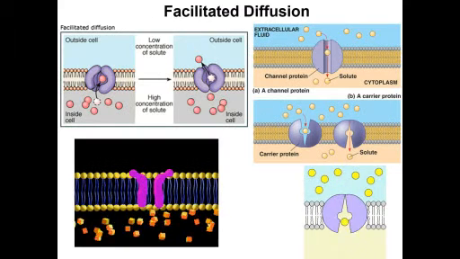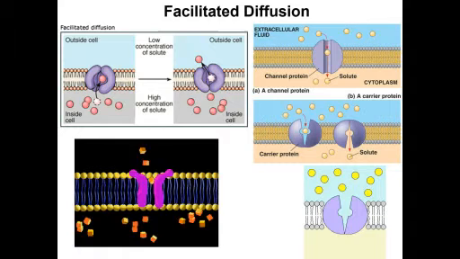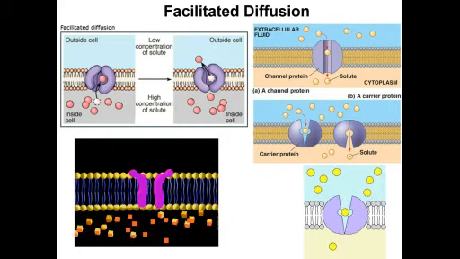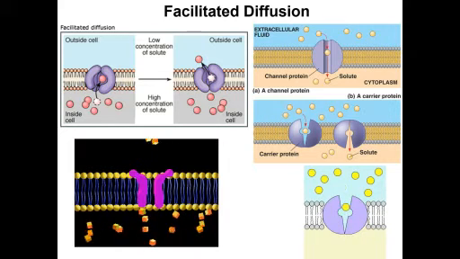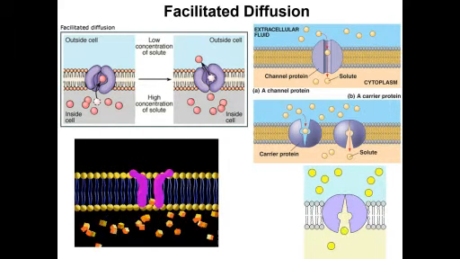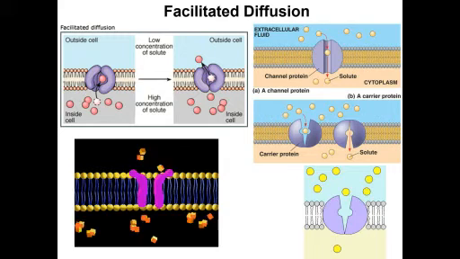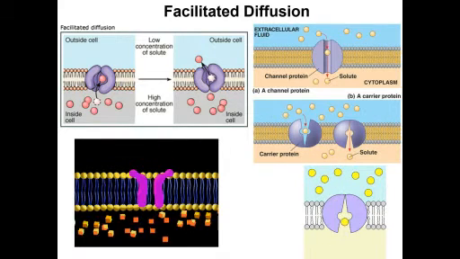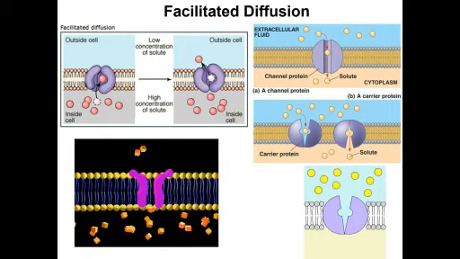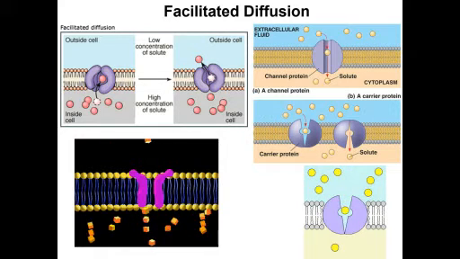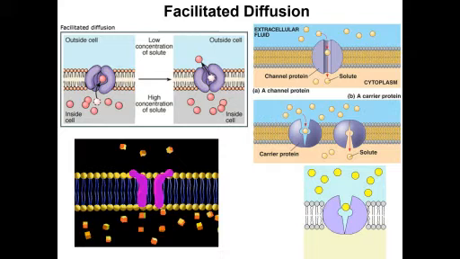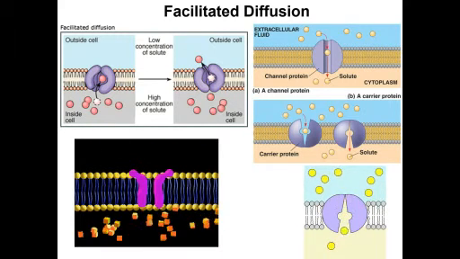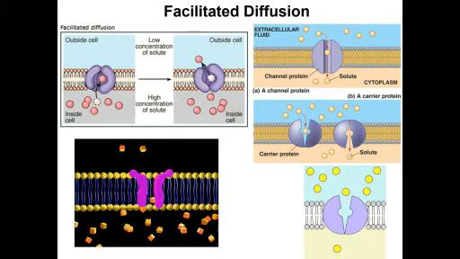Alright, so talking about facilitated diffusion. Facilitated diffusion is another example of passive transport. Again, passive transport. Molecules, solutes, move down their concentration gradient. Okay? And it requires no expenditure of energy by the cell. So no ATP has to be utilized.